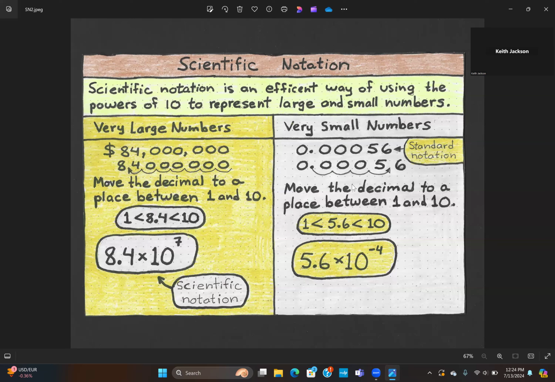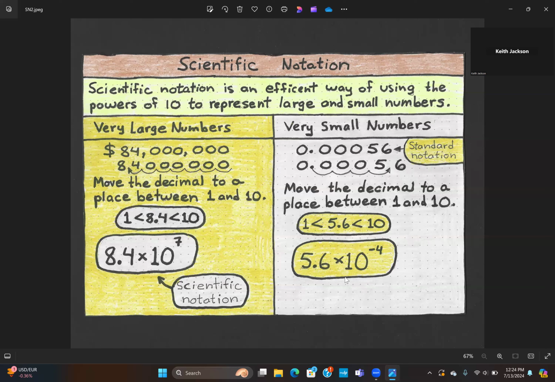And this time we're going to move it over to the right. 1, 2, 3, 4. So we move the decimal point 4 places over to the right to get to 5.6. And the reason being is that 5.6 is greater than 1, but less than 10. In other words, it is between 1 and 10. And we're going to use 5.6 in our final expression of this very small number.